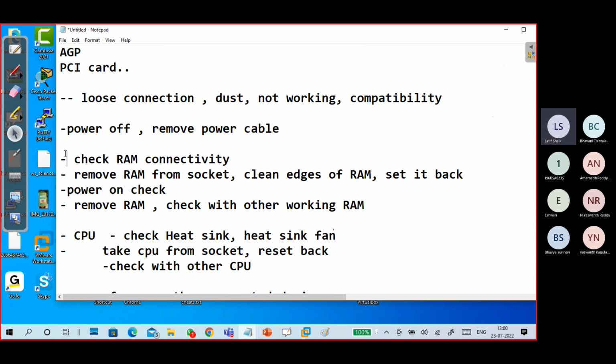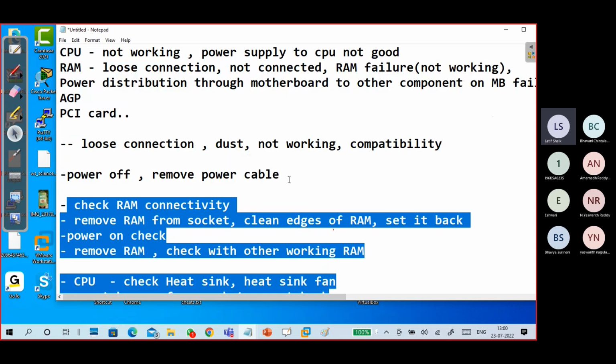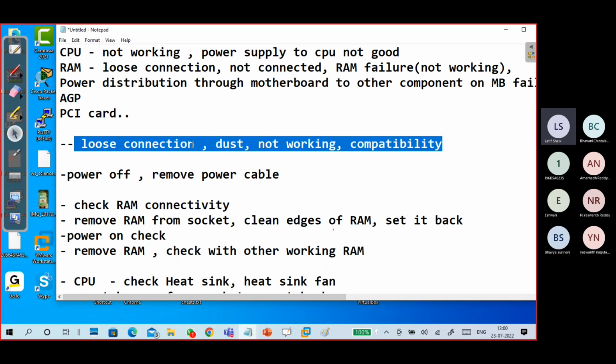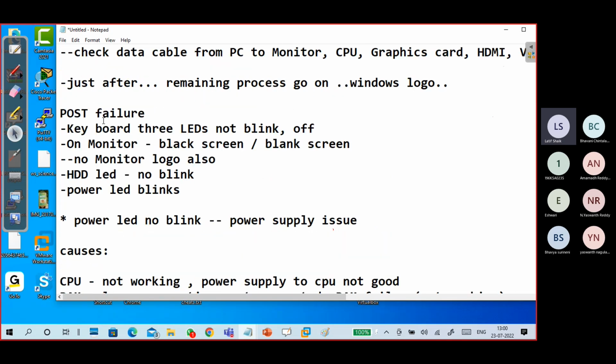But before you do anything, what do you have to do? You have to power off the system and remove the power cable. The backside power cable is there; you must remove it. So the most likely causes are loose connections, dust formation, component failures, or compatibility. Sometimes you put different types of RAM together, and it may not work. So guys, this is the point.